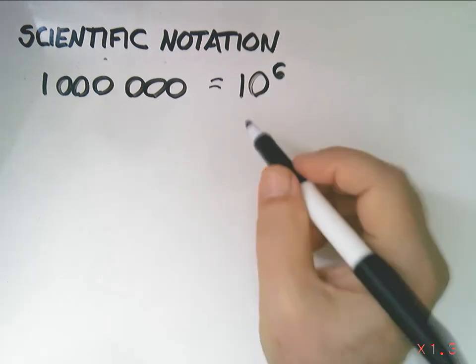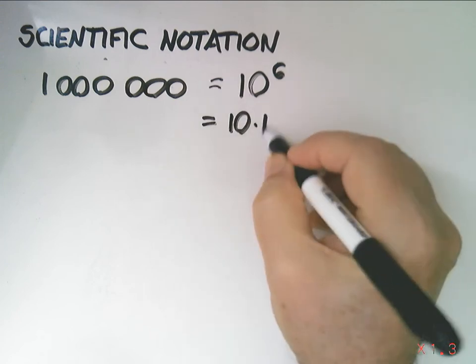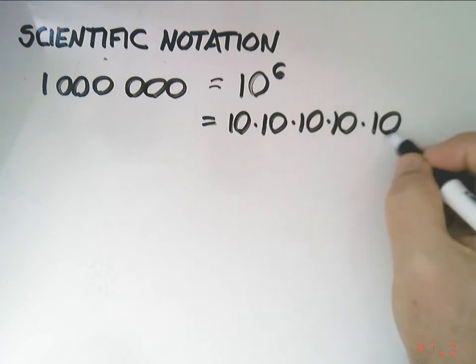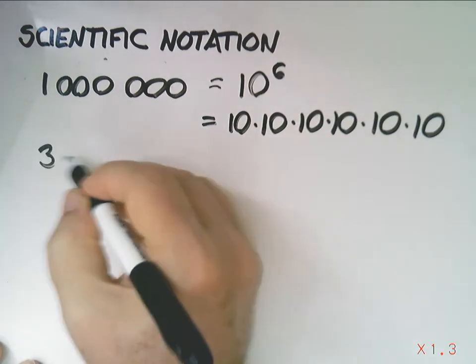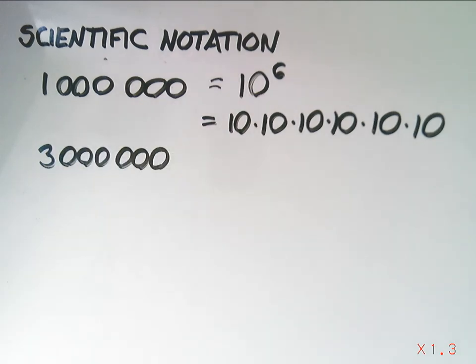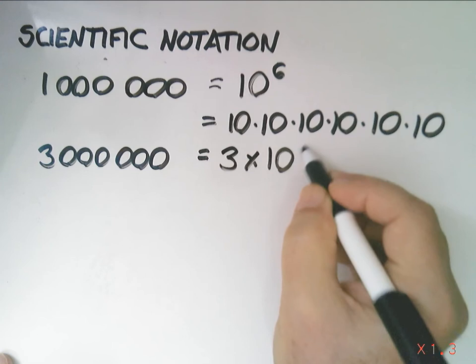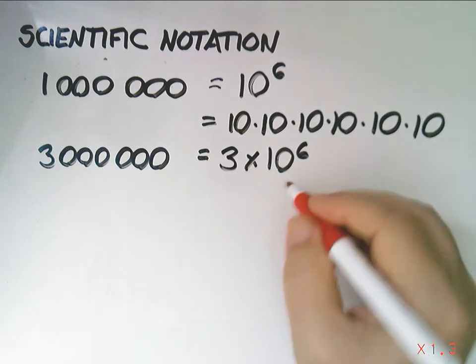The actually mathematically correct way to think about it is that this is 10 times itself 6 times. All of these are the same number. So what if I had 3 million? I could write 3 million down like that, or I could write it as 3 times 1 million. And that's scientific notation, now using powers of 10.